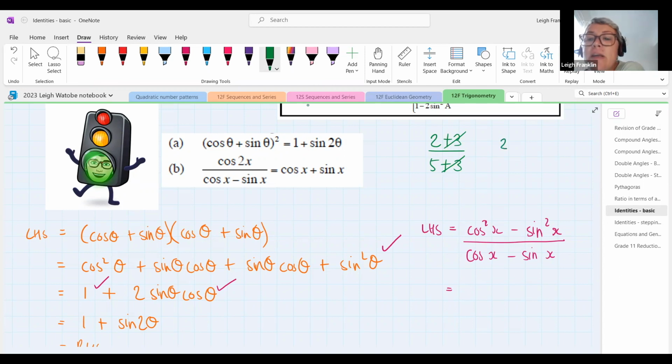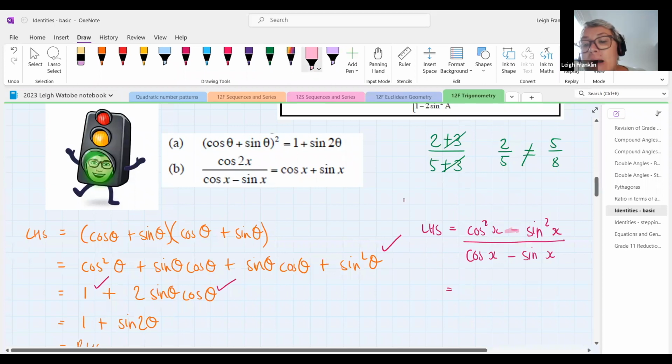And then we agreed that 2 over 5 was not the equivalent of what did this end up being? It was 5 over 8, right? It would be exactly the same thing with this. So you are not allowed to cancel because of these minus signs over here. I know it's tempting, but the minus signs are what's stopping us from doing that. So what you have to do is you have to factorize before you cancel.